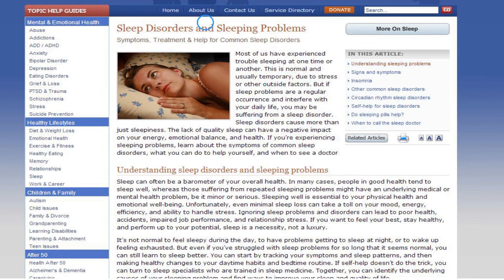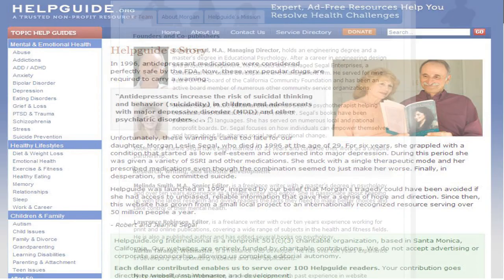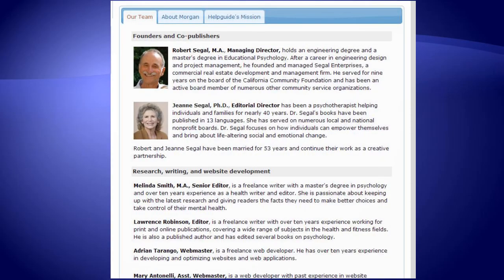When looking at the site in terms of authority, a good clue is to check out the About Us section, which sends you to a page that describes the history of the site, which was founded by the authors as a response to their daughter's suicide as a result of depression. The founders are a husband and wife who possess degrees in engineering, educational psychology, and psychotherapy. Several freelance writers are listed as authors as well.